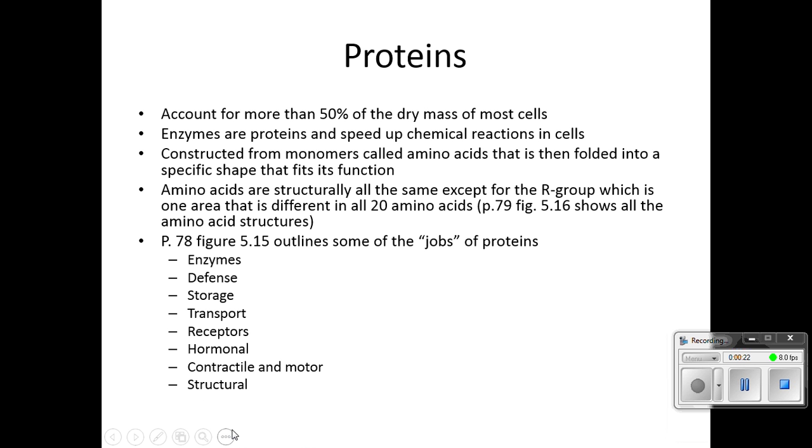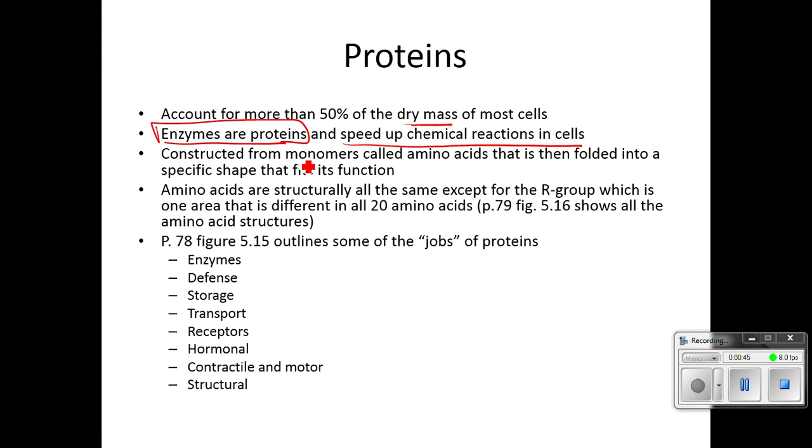Proteins account for more than 50% of the dry mass of most cells. Proteins make us who we are, which is why we spend a whole unit talking about protein synthesis. Enzymes are proteins, and they speed up chemical reactions in cells. And remember, still in this unit, we will be talking more specifically about enzymes.